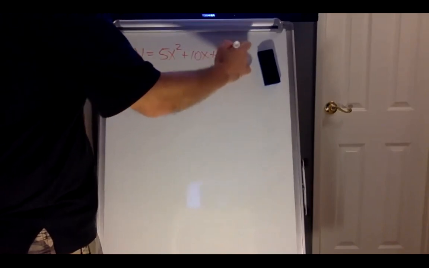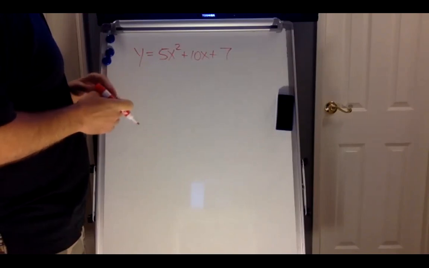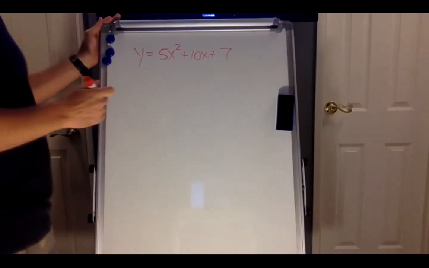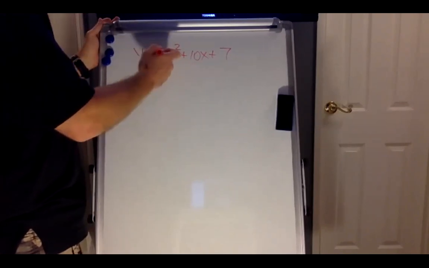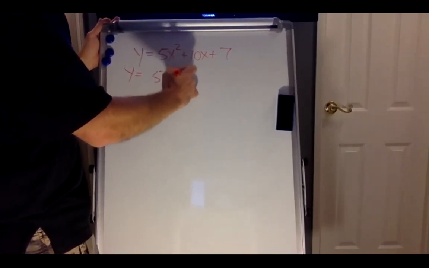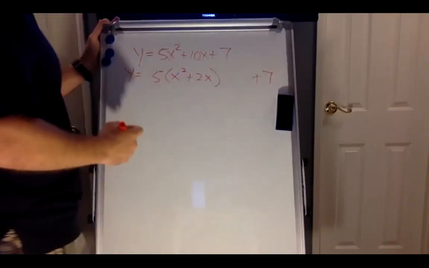And what do you want me to do with it? You find the vertex of it. Oh, okay. Do you want me to write this in vertex form? Okay. Yeah. Here we go. All right. So what I want to do is I want to factor the 5 out here, and get the 7 out here.